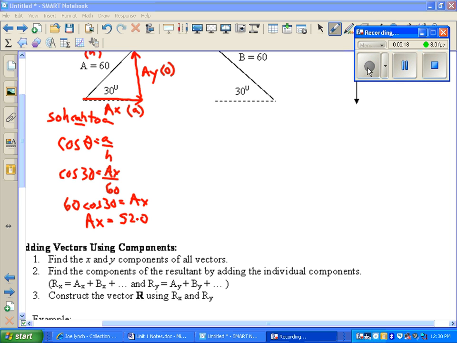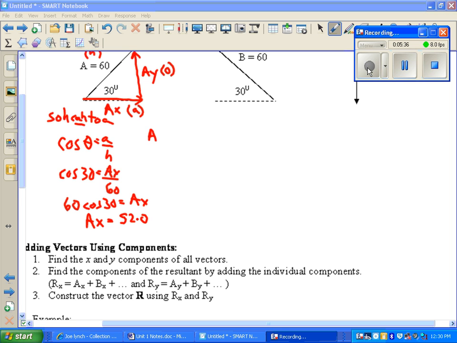Now, here's the shortcut. You're going to start recognizing pretty quickly that for AY, you're going to be using sine because it's the opposite and you have the hypotenuse. So you can jump to this. But if you need to do the detail, if you're not quite sure what's going on, go ahead and do it. But I would jump to this when I do it.